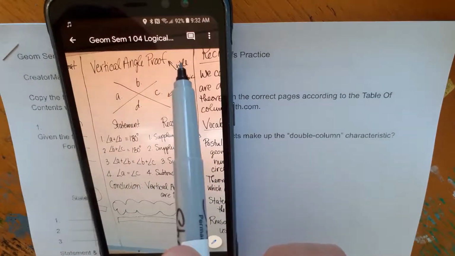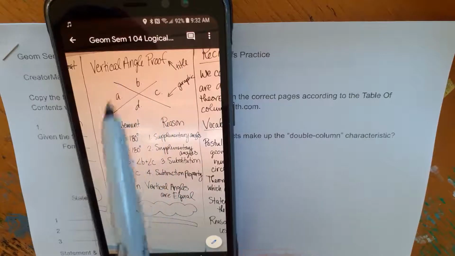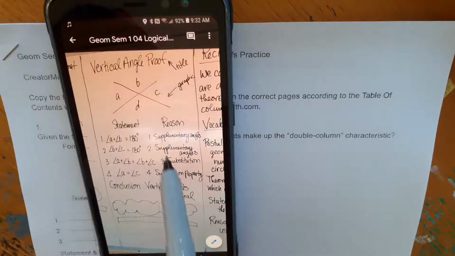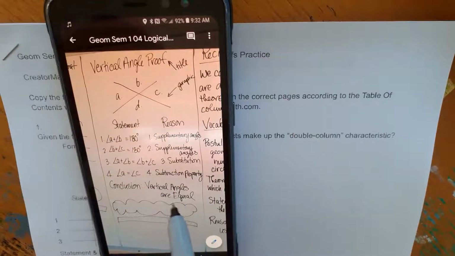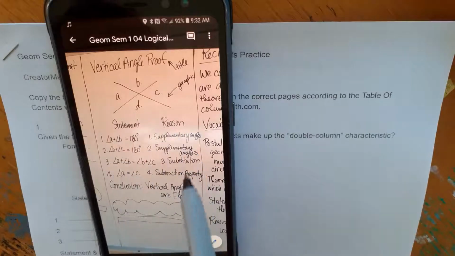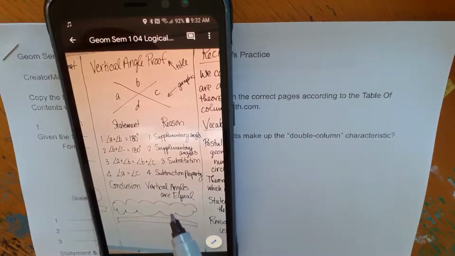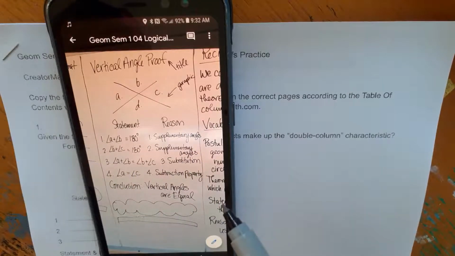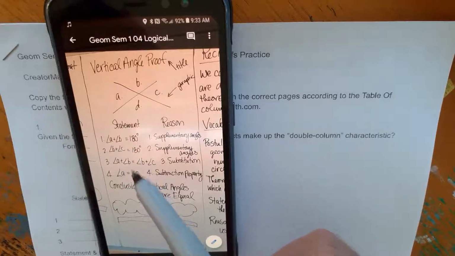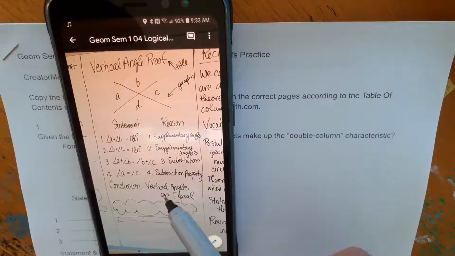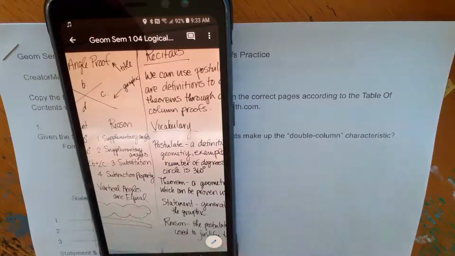So here we have, notice it fits the format. There's a title, vertical angle proof. Here's a graphic. There's a statement column here and a reason column here, and each of these run across in a row or a line. And at the bottom, conclusion: vertical angles are equal. So what does this proof do? This proof takes postulates, which are essentially definitions, and ties them together into what now becomes a proof. So now we have for us a theorem.